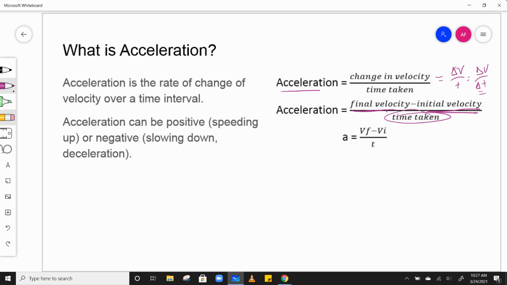Okay. Then we break it down. This is the equation here. Acceleration equals final velocity minus initial velocity over time. Now, because we can slow down or we can speed up, that means that we can have a positive acceleration, which means we're speeding up, or a negative acceleration, slowing down.